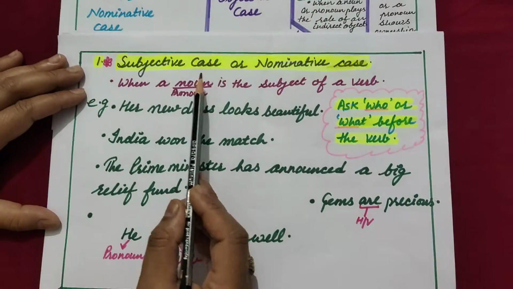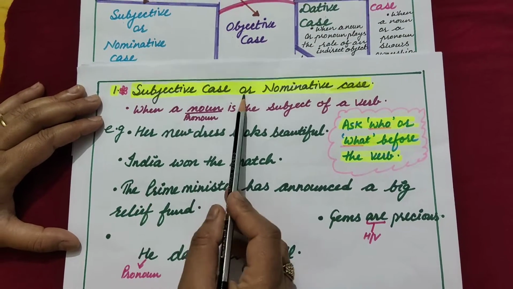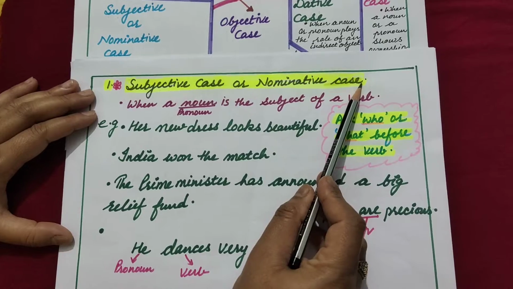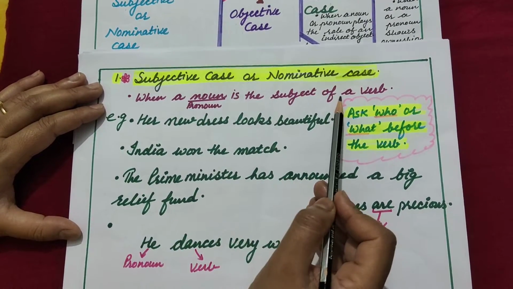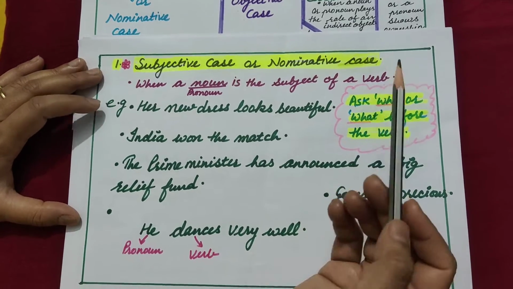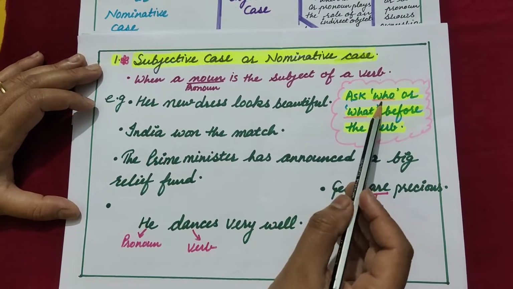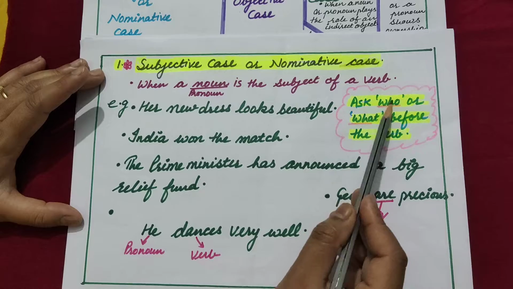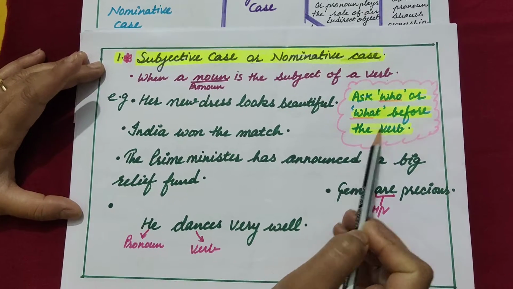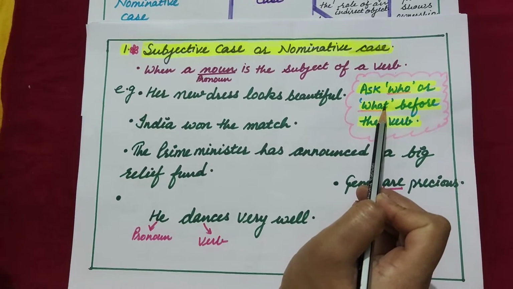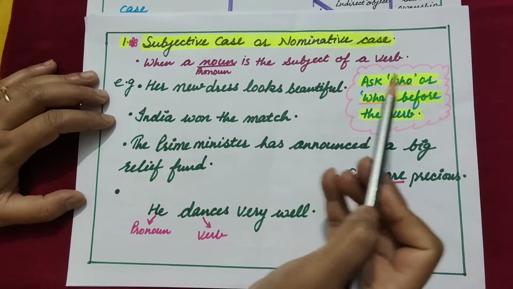Let's now learn in detail about subjective case or nominative case. Clear? So, when a noun or pronoun is the subject of a verb, I have given you some key points here to remember. Ask who or what before the verb. Okay, who or what before the verb you have to keep in mind.